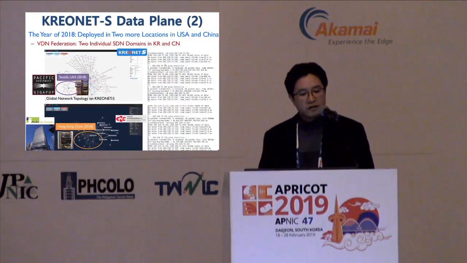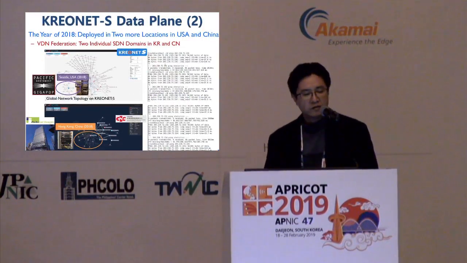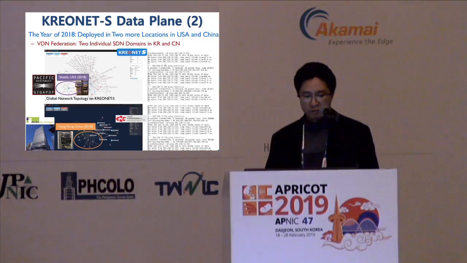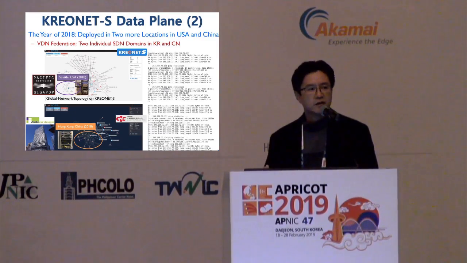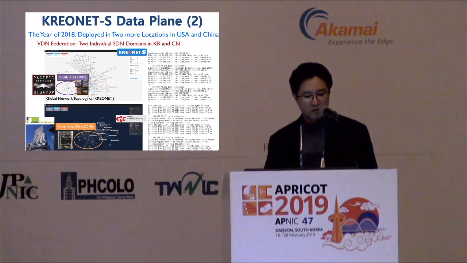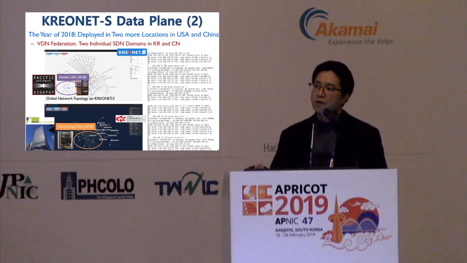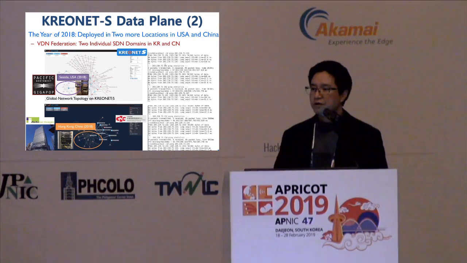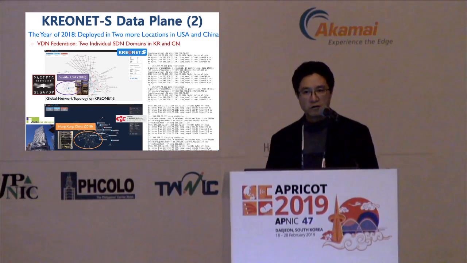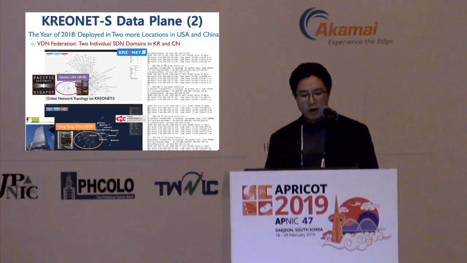And at the end of last year, we deployed the KREONET-S network infrastructure in two more locations, in the United States and China. In the United States, we deployed the OpenFlow-based network device at Pacific Northwest GigaPoP in Seattle. And on the China side, we deployed OpenFlow network devices and also an individual SDN controller there in Hong Kong. So there are currently two individual SDN domains in Korea and China operating.